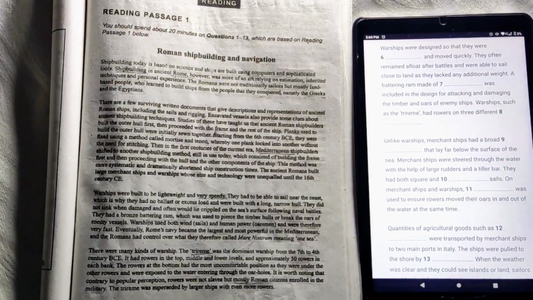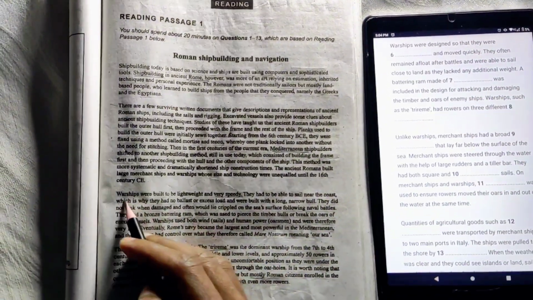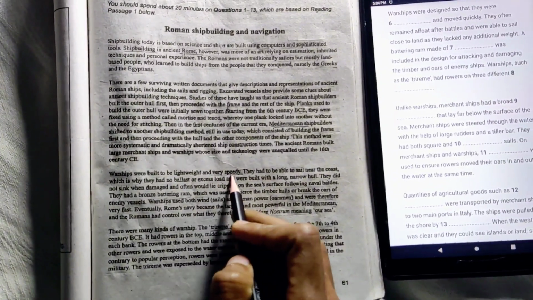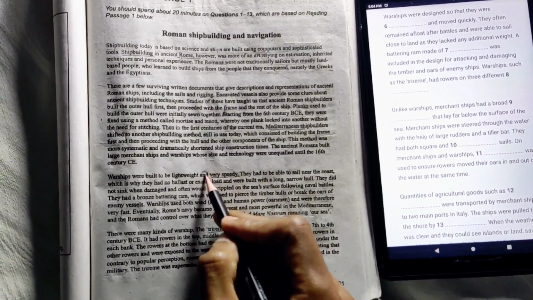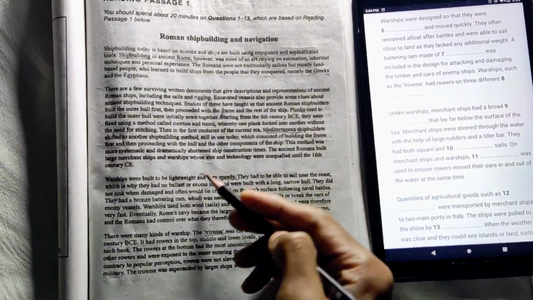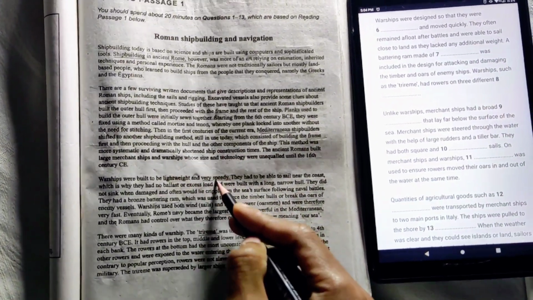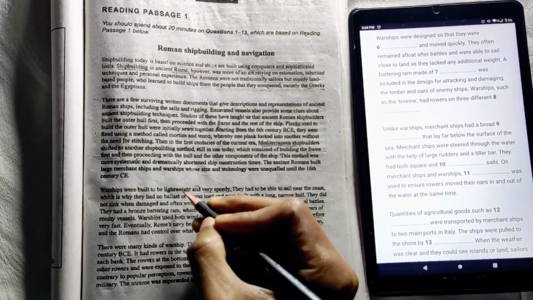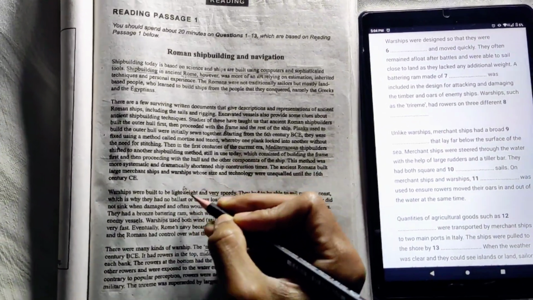Like I told you before, it will be X and Y. So our location is there. Warships were built to be lightweight and very speedy. So similar with the question, the answer will be lightweight and very speedy, like moving quickly. So the number 6 answer is lightweight. It was very simple, like X and Y.